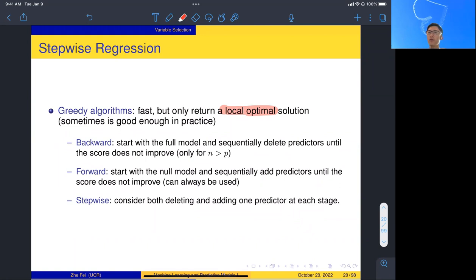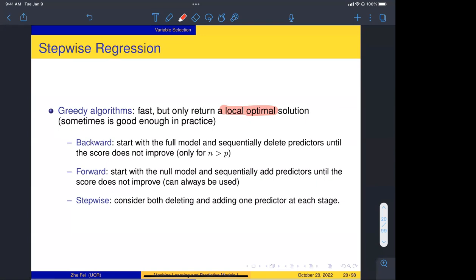So at each step we want to find the best model selection, but it may not be the overall global optimal solution, as we will see in a comparison later as well. But it is fast, it is easier to implement, and oftentimes it's good enough in practice. So the stepwise, to be more specific, people can do this either backwards or forward, or consider both backwards and forward.